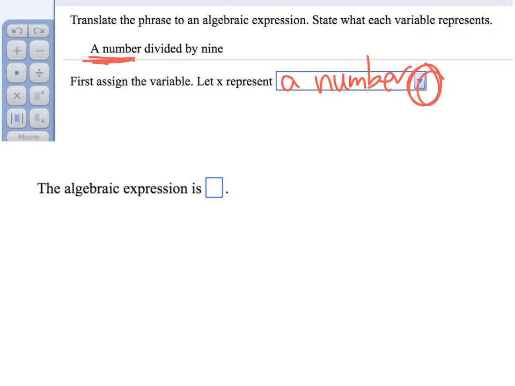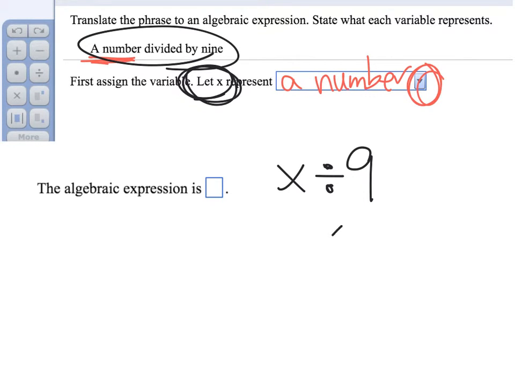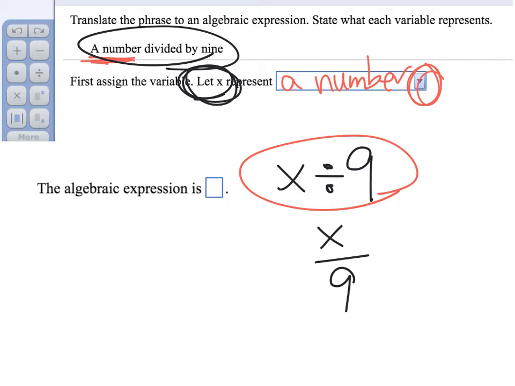Now we're supposed to write down our algebraic expression. So a number divided by 9. Since we're told that we're going to use x as our variable, we could write x divided by 9. Another way we could write a number divided by 9 could be x over 9. So either of these would work.